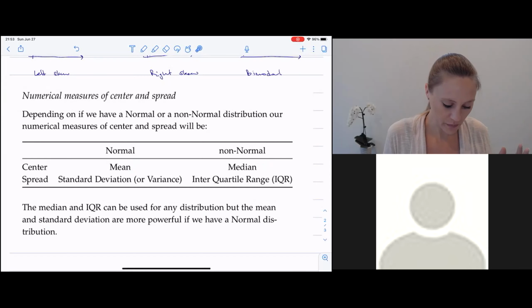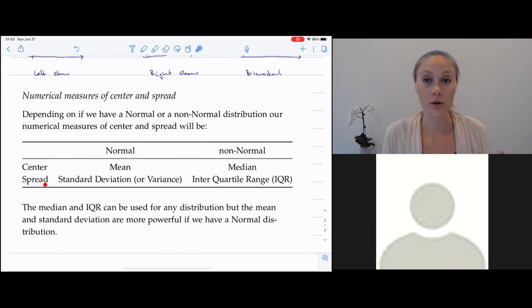For the spread, for a normal distribution, in these intro courses I like to use standard deviation because it's a little bit simpler. More advanced statistics courses usually use the variance, and we'll talk about the relationship between those two. And then for a non-normal distribution, we would use what's called the interquartile range. Again, I'll introduce that and show you how to find it.